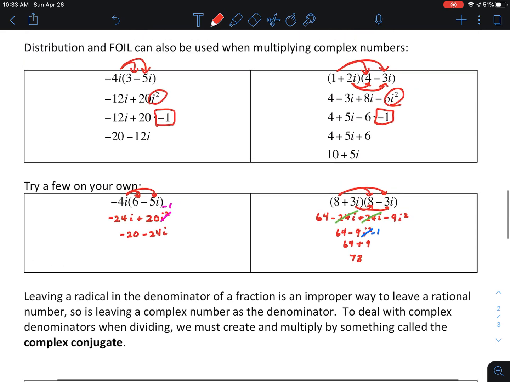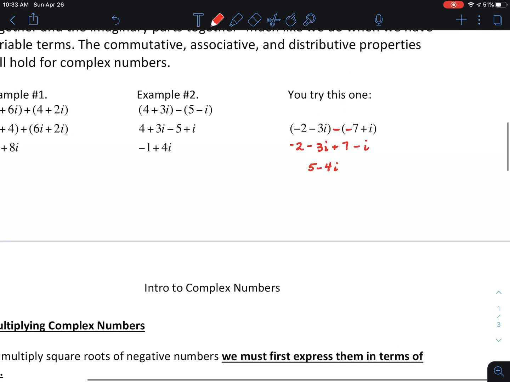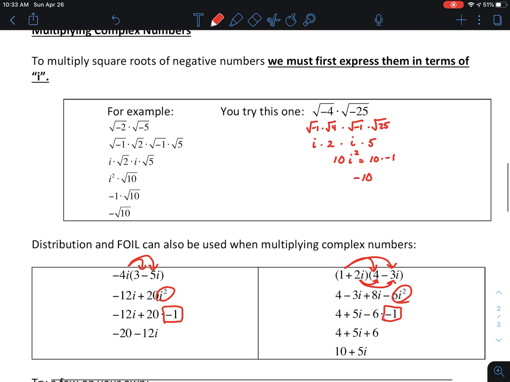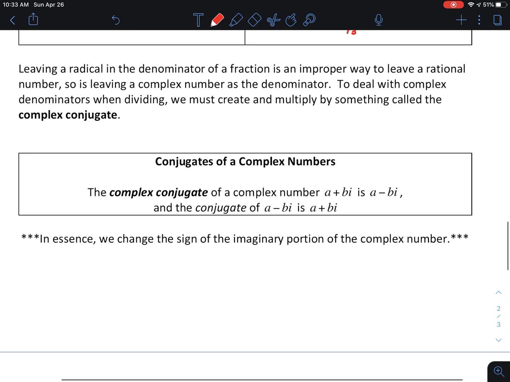All right, so we talked about adding and subtracting complex numbers, and multiplying complex numbers. The last thing we need to do is talk about dividing complex numbers. And one of the things that we need to understand is that in math, it's generally improper to leave radicals in denominators of fractions, okay?